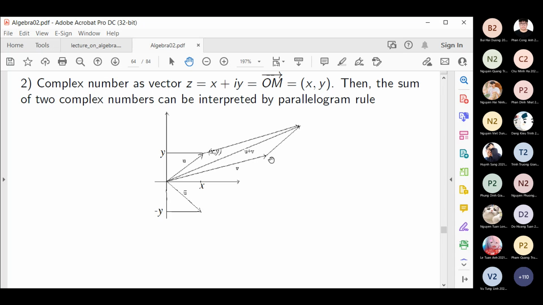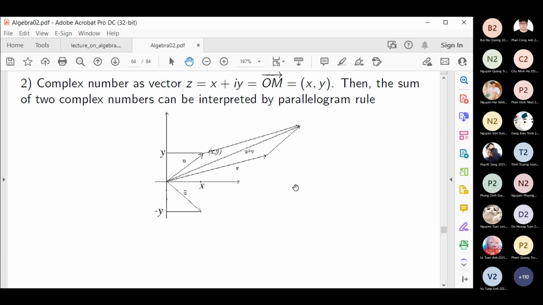Then you have a rule, and the rule is called the parallelogram rule, which is the diagram of this parallelogram. So you have this complex number u plus complex number v, simply the sum of two vectors u and v, and this is the sum, right? Good.